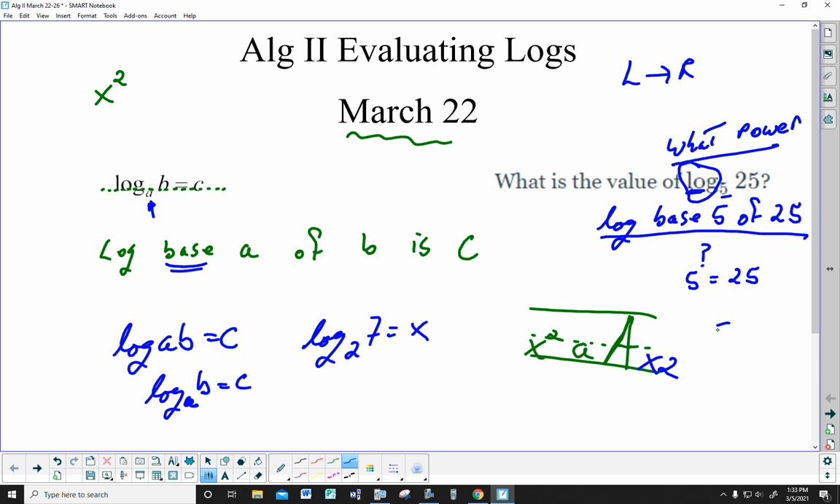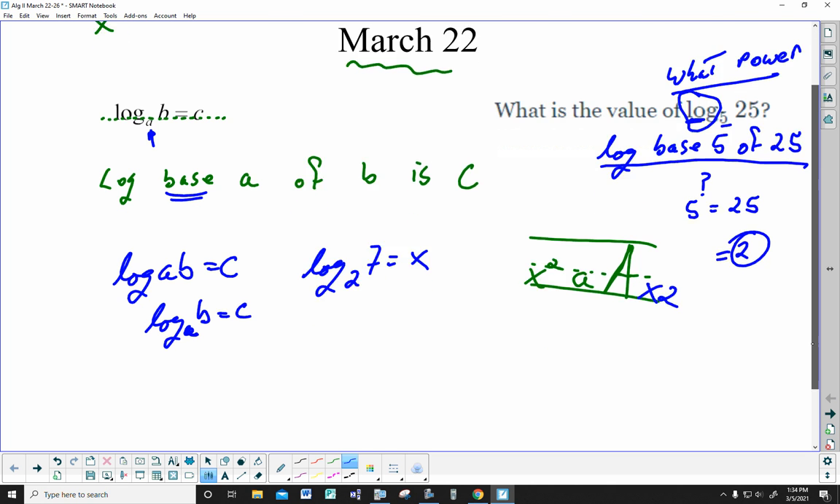Well, the answer is 2. When I say it 5 to what power is 25, you guys know what I'm talking about. But if I said log base 5 of 25 all day long, I don't think it's going to have a whole lot of meaning. It doesn't have a whole lot of meaning for me. So what you have to do is interpret it. And let me show you why you're interpreting it that way.